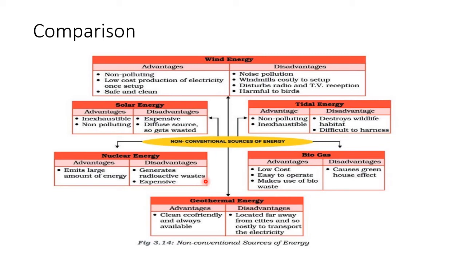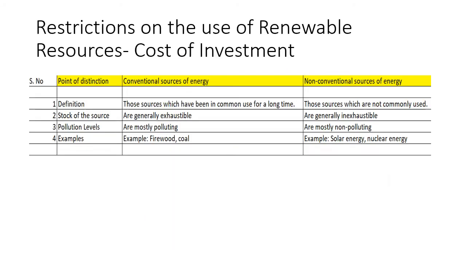And therefore, in India, as we have seen, Nuclear Power Corporation Limited, NPCL, is the only authentic government agency which generates nuclear energy, and private players are not allowed to import uranium or put it to use for generating electricity. So that is the disadvantage. Also, it is very, very expensive compared to any other form of non-conventional energy.